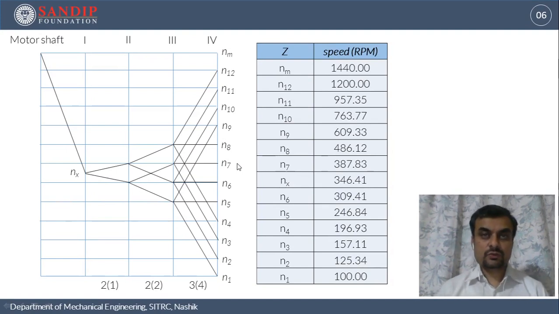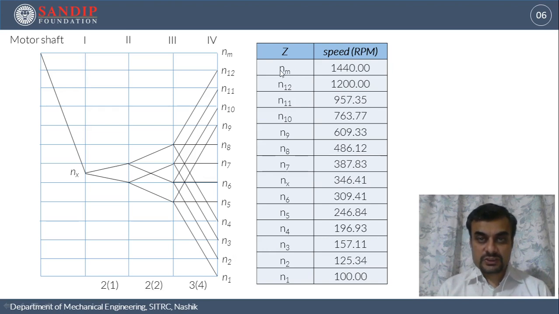In the last lecture, we have drawn the speed ray diagram, which I have reproduced over here, and I have enlisted all the 12 speeds which we want to achieve at the output shaft. We have 2 more speeds. NX is an additional speed equal to 346.41. It is the intermediate speed between N6 and N7. It is important because that is the speed with which the first shaft in the gearbox will be spinning.